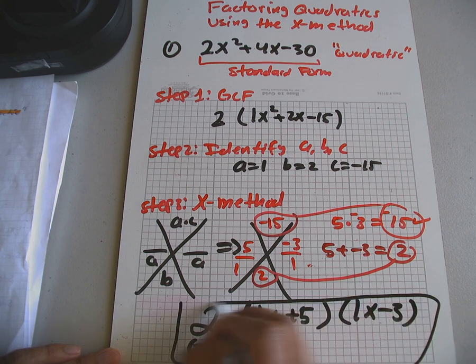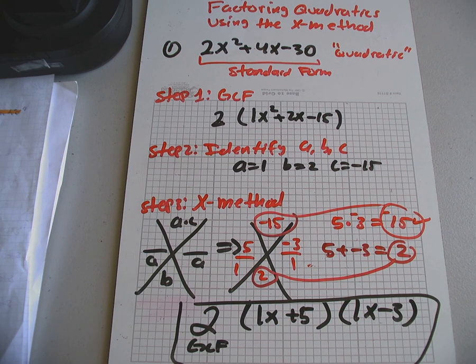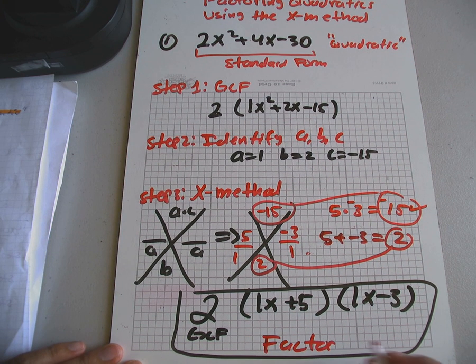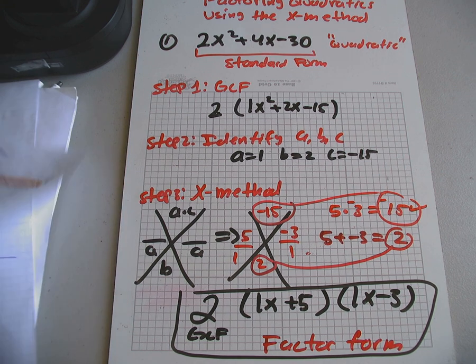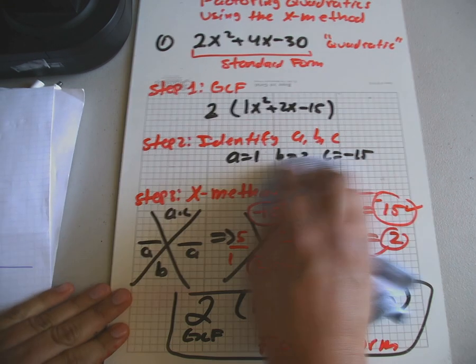This format is called factor form. That's the name of it. Okay, so this is my first example. Now I'm going to go to my second. I'm going to do 3 examples, so I'm going to go to the next one.